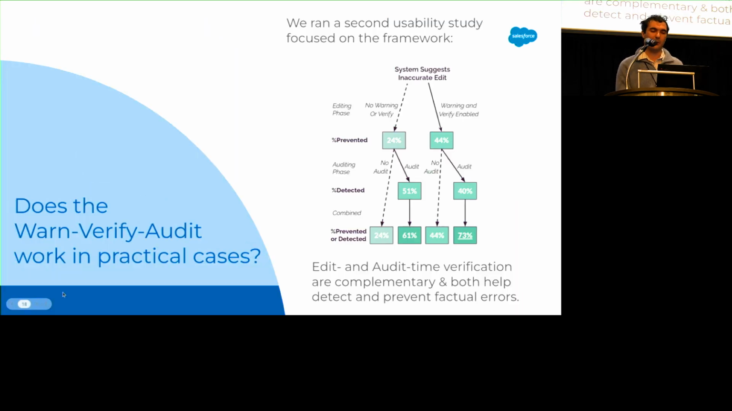We ran a whole second study about this. I'll just say a very brief thing about it: it worked pretty well at catching errors. We had participants do exactly the same study, and we introduced more errors in that study. We found that both edit-time and audit-time verification are complementary, and if you enable both, people catch roughly three times as many errors as if you enable neither of them. So that was pretty cool.